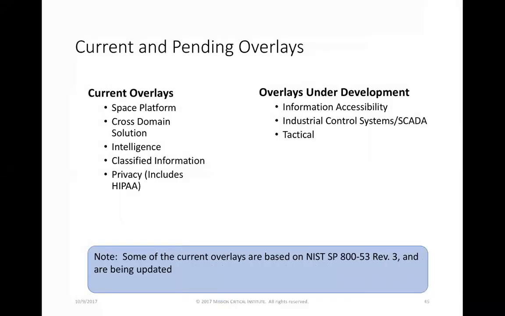So here are some current and pending overlays. The current overlays are for space platforms, cross-domain solutions, intelligence systems, classified information systems, and privacy systems, which is generally a medical type system because you have to deal with HIPAA and privacy concerns. Some that are under development are information accessibility, industrial control systems or SCADA systems, and tactical systems.